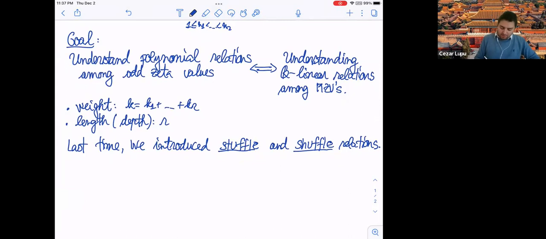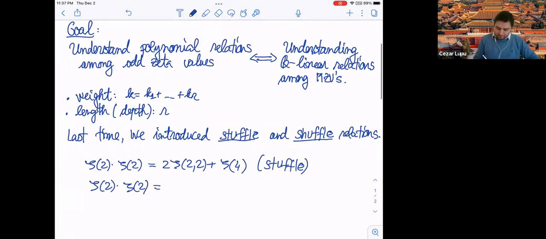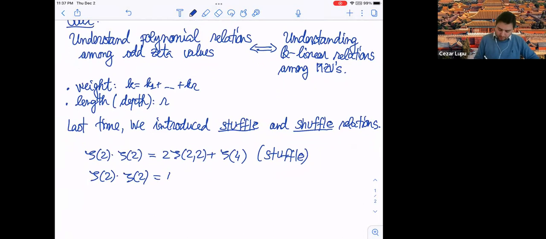And we have seen from the stuffle that zeta of 2 times zeta of 2, if we multiply this, would give us 2 zeta of 2, 2 plus zeta of 4. So this was the stuffle. And the shuffle, if we did the same thing, we obtained 2 zeta of 2, 2 plus 4 times zeta of 1, 3. So that was the shuffle.